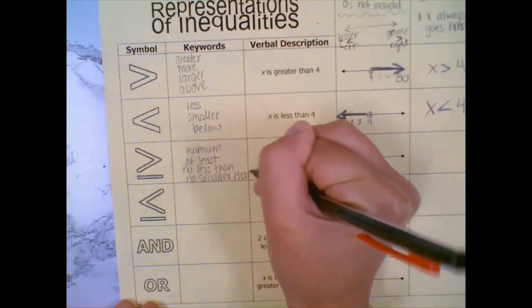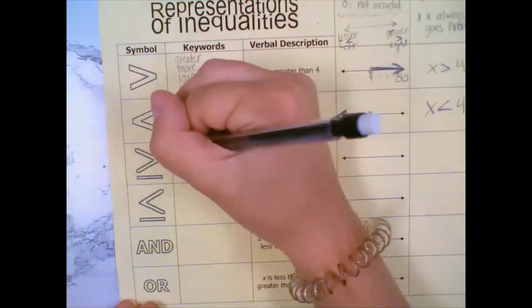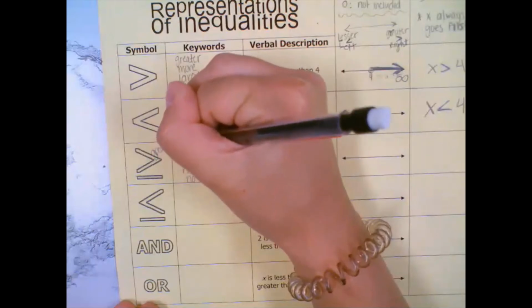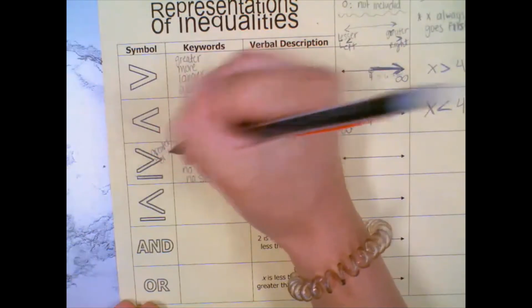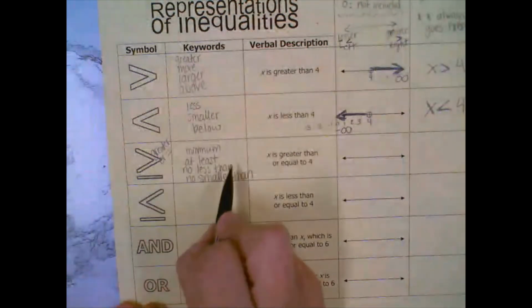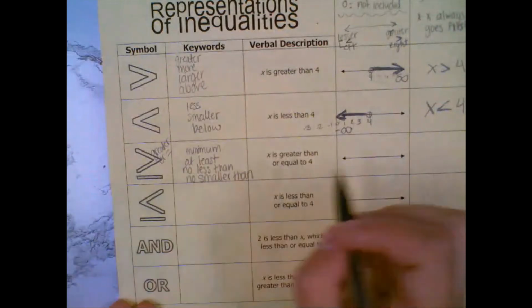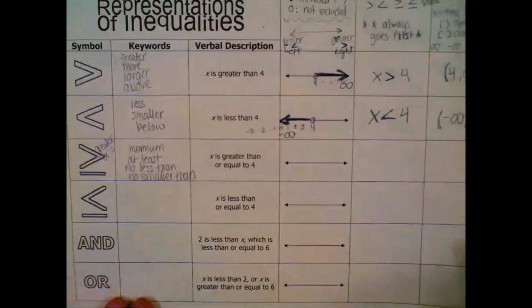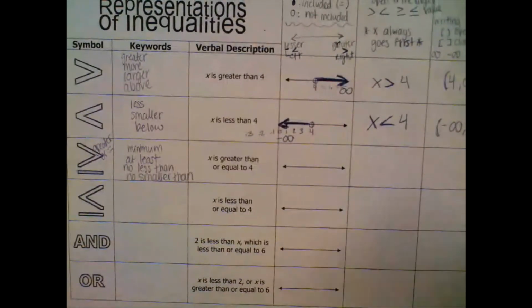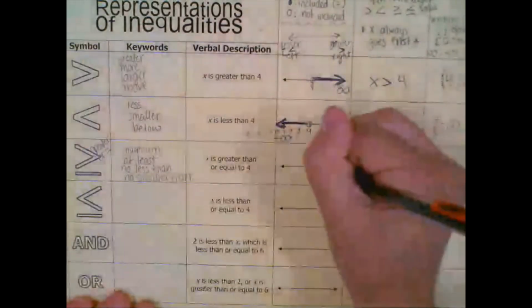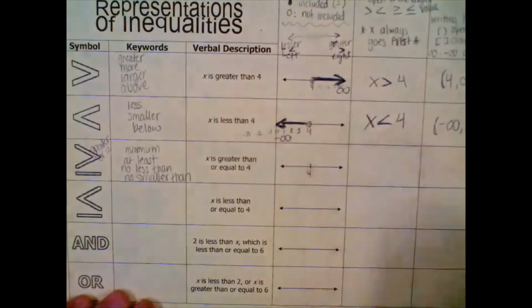Now that sounds kind of weird because this phrasing is literally greater or equal to, right? Greater, but I have all these small sounding words. So we've got to think about what that means. At least, no less than, no smaller than.